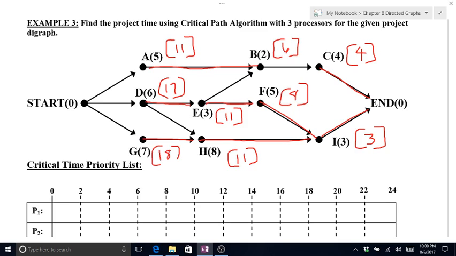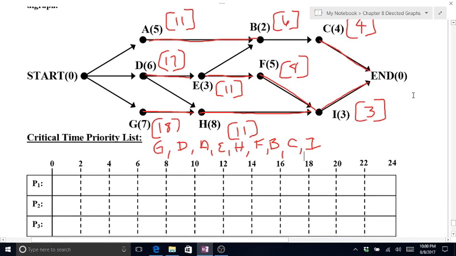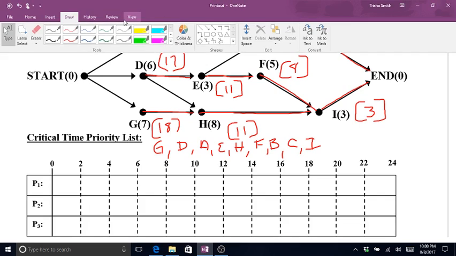So my priority list then is going to be G, D, A, E, H. Those could be done in any order that you would like because they're all 11. F, B, C, I. All right. And it's time to schedule.